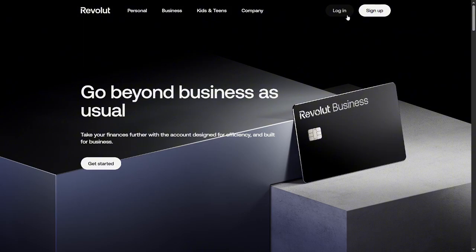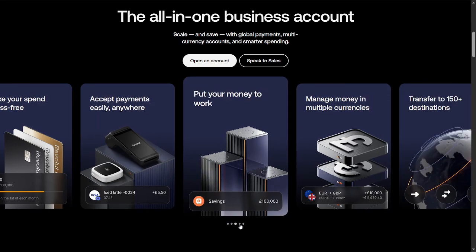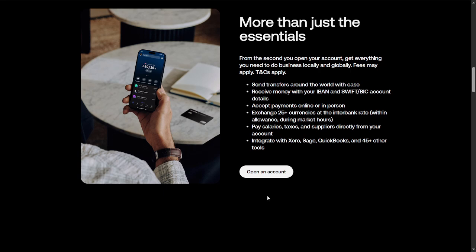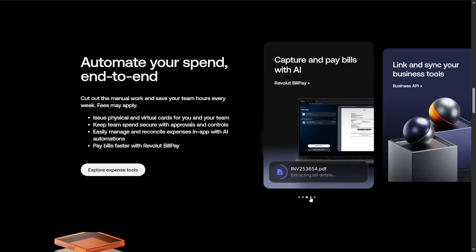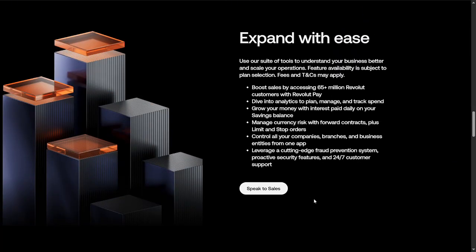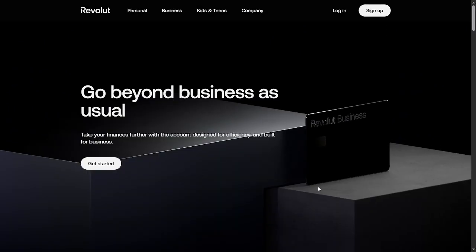Now, let's talk about Revolut Business. Revolut takes a broader approach. It does not just handle international transfers, it also acts as a modern business banking hub. You can hold and exchange more than 24 currencies, issue physical and virtual cards to team members, and manage all your spending through one sleek platform.